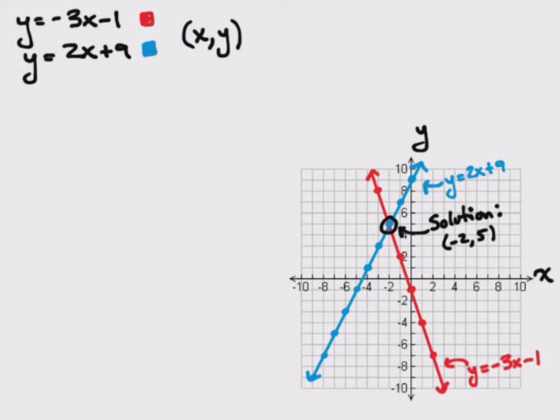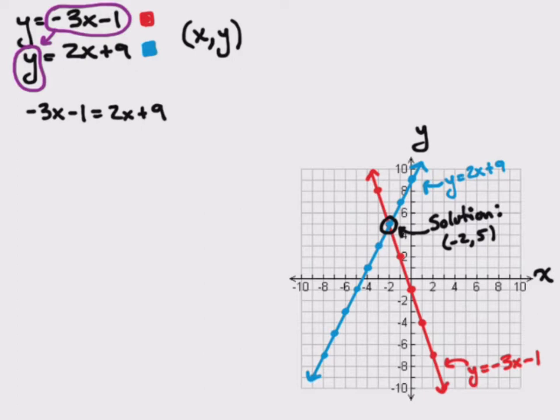Well, if they're both true, that means that y is equal to negative 3x minus 1, and y is equal to 2x plus 9. Now this may seem a little repetitive, but y equals negative 3x minus 1. That means y is the same thing as negative 3x minus 1. They are the exact same thing, which means that anywhere we see a y, we can replace it with negative 3x minus 1 because they're the same thing. Well, let's go ahead and replace the y in the second equation with negative 3x minus 1.